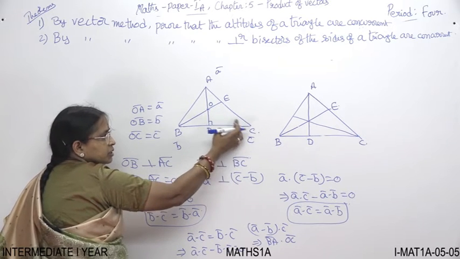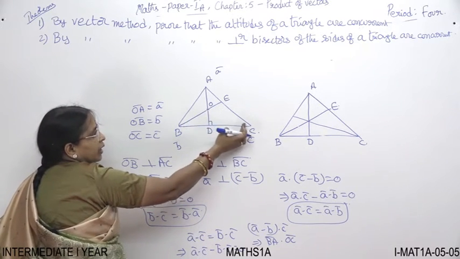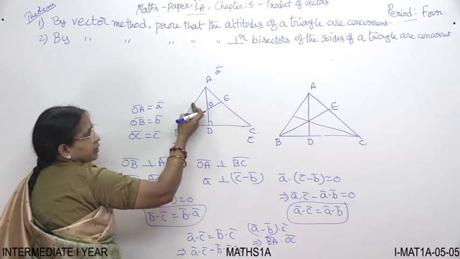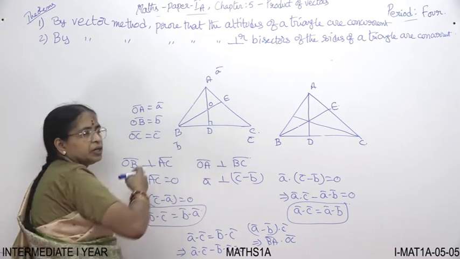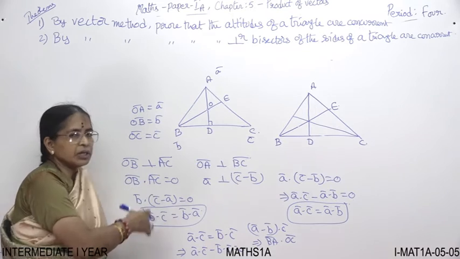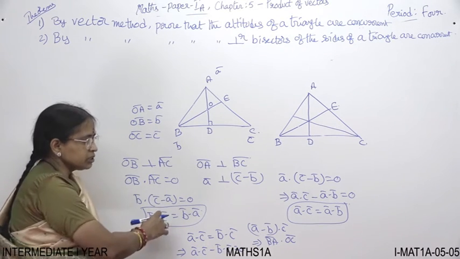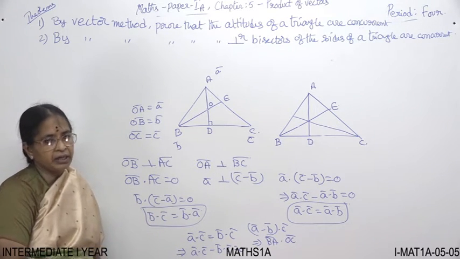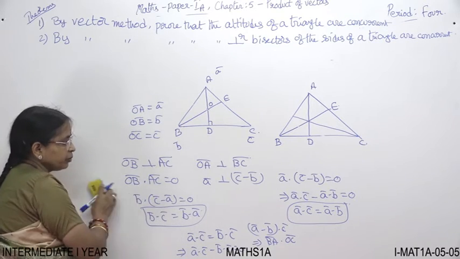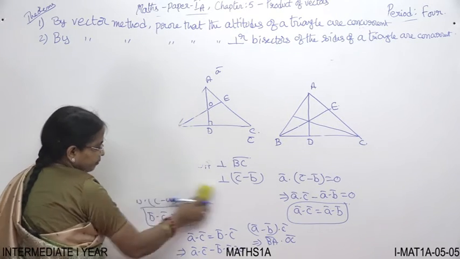So that means OC is also passing through O, and OC extended line will meet here. So OC is also the altitude passing through O. So they are all concurrent. So like this we prove using vectors. By vector method, we prove that they are concurrent like this.